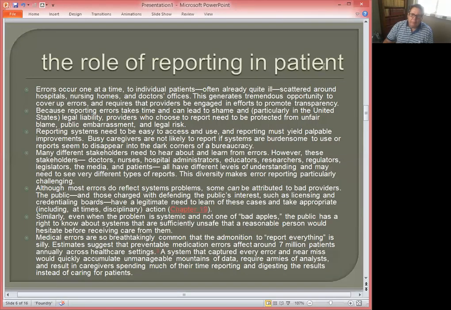The role of reporting in patient safety is quite simple and quite necessary: that you meet all of the requirements for patient safety. And these are some of the things that your author reminds you are very pertinent. For example, errors can happen one at a time to individual patients who are often quite already ill and down the line. So I suggest you take a look at these. These are things that you're going to want to consider in developing your plan.